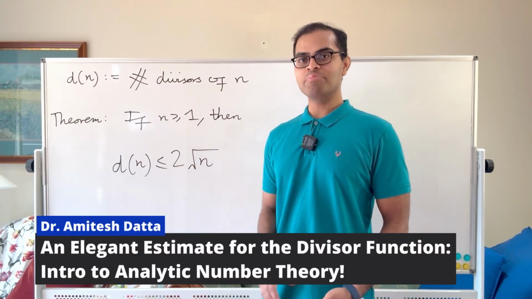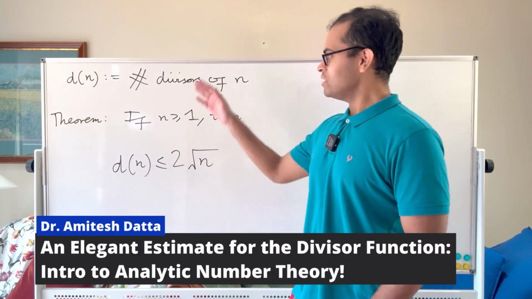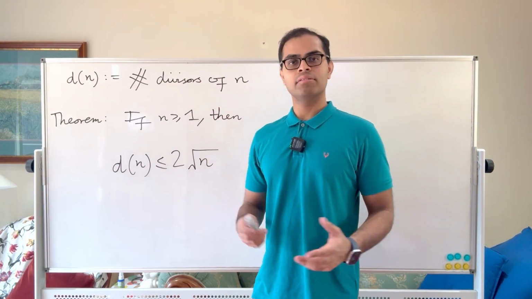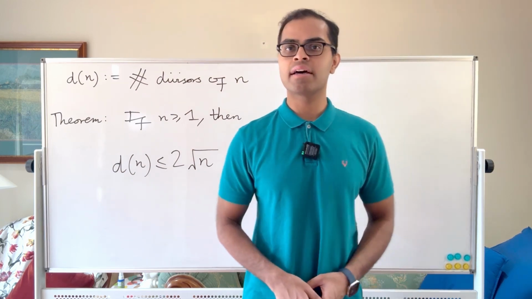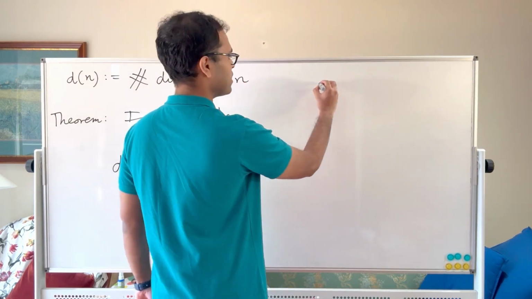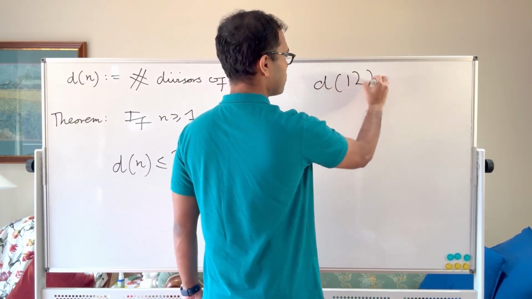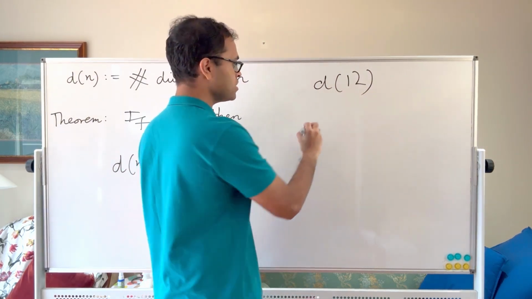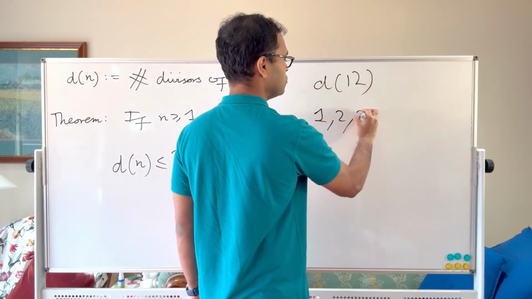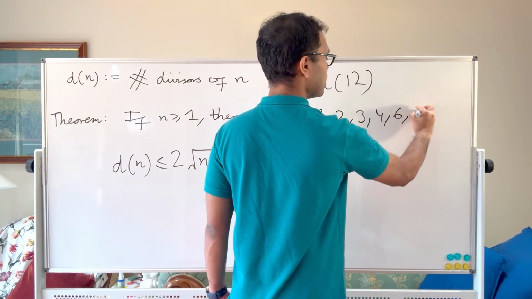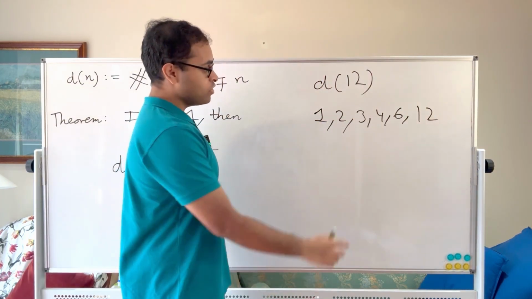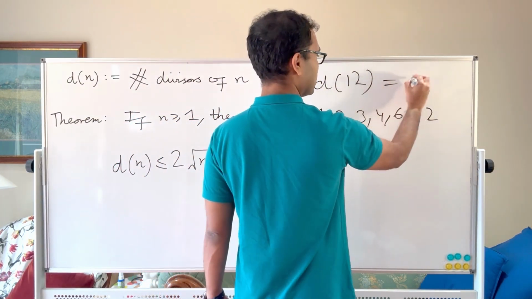Here's a really elegant, beautiful statement in number theory. d of n is the number of divisors of n. So it's interesting to count how many divisors there are for n. For example, d of 12 is the number of divisors of 12. Now 12 has divisors 1, 2, 3, 4, 6, and 12. These are the divisors of 12, and notice that there are 6 of them, so d of 12 is equal to 6.